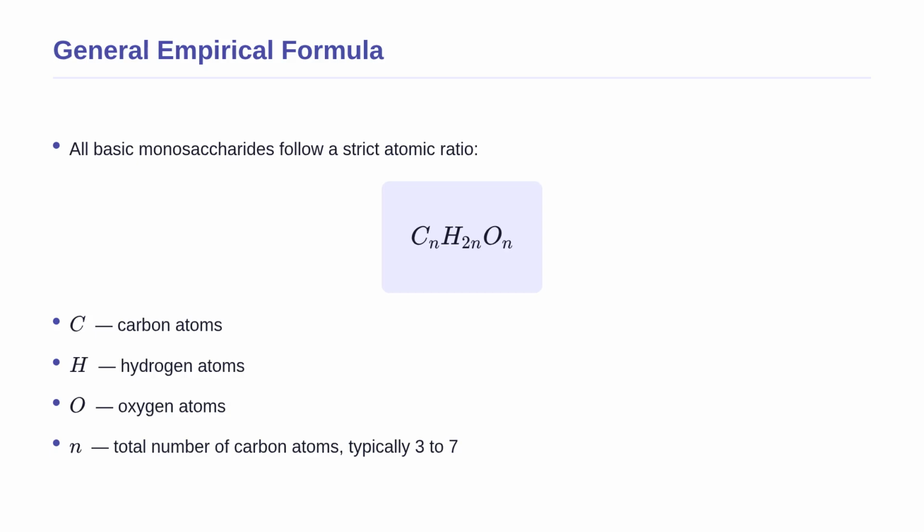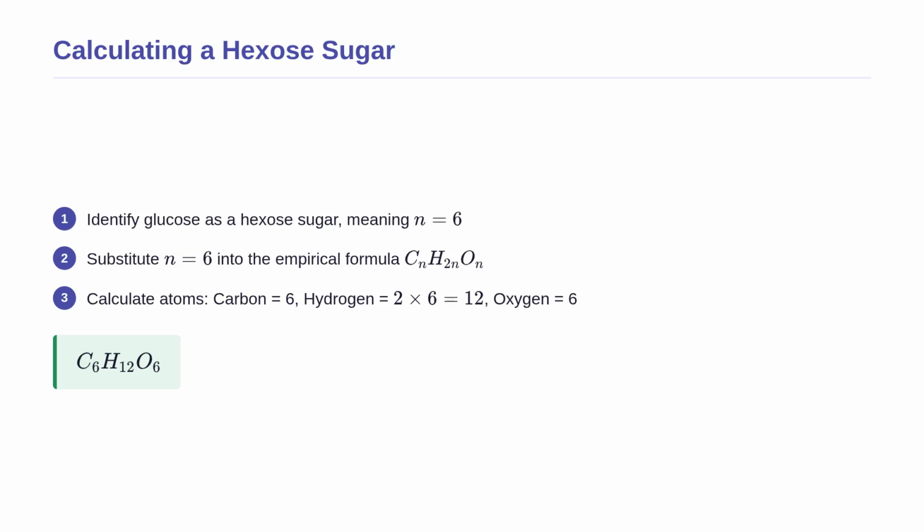The variable N represents the total number of carbon atoms in the sugar molecule, which typically ranges from 3 to 7. If the value of N increases, the molecule becomes larger and heavier, fundamentally changing its physical properties. Before we move on, let us see this formula in action with a concrete example.